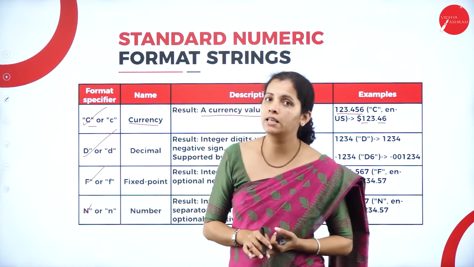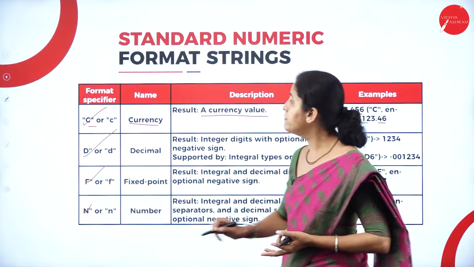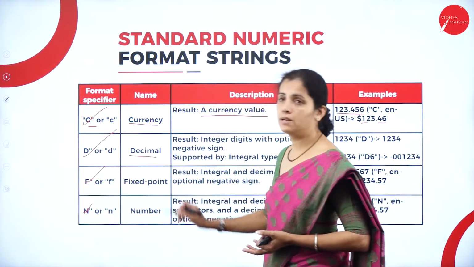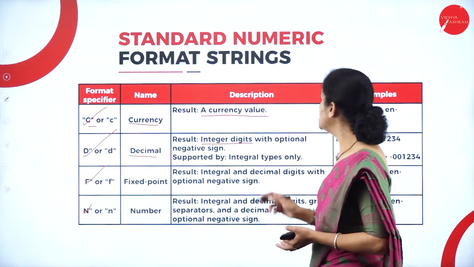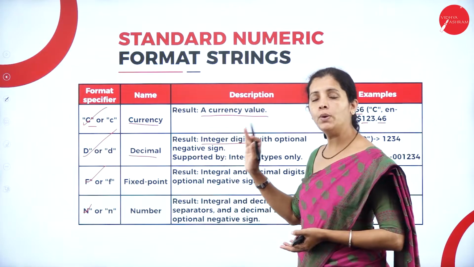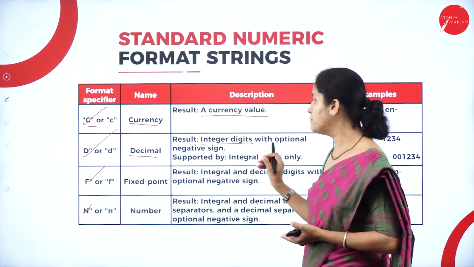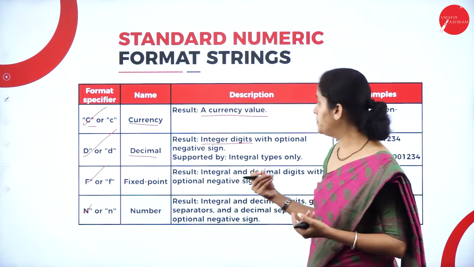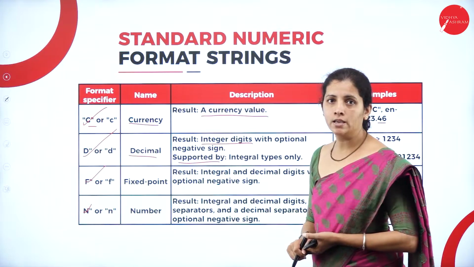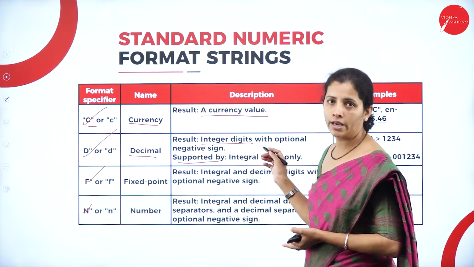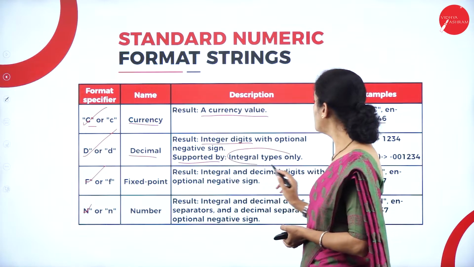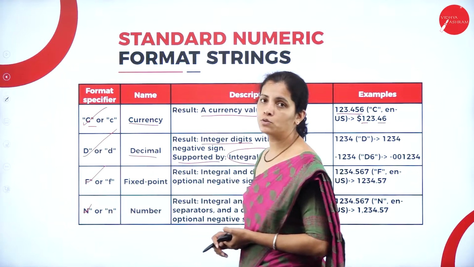So here C is currency, and I have D, that is capital letter D or small letter d, which is nothing but decimal. It takes integer digits with an optional negative sign. That means I can have the negative sign or may not, and it is supported by integer types only. Integer in the sense of long int, short int, signed int, unsigned int. All these fall under integral types only.